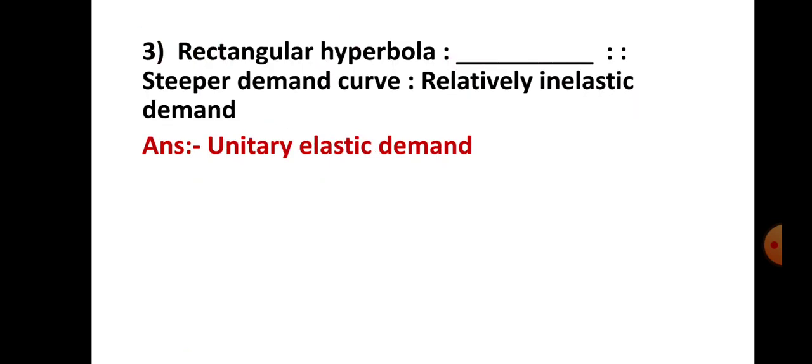Now let us see the next example, rectangular hyperbola dash. And here they given steeper demand curve, relatively inelastic demand. All of you know the types of price elasticity of demand. In case of relatively inelastic demand, shape of the demand curve is a steeper demand curve. Rectangular hyperbola is the shape of the demand curve that comes in unitary elastic demand. So your answer is here unitary elastic demand.